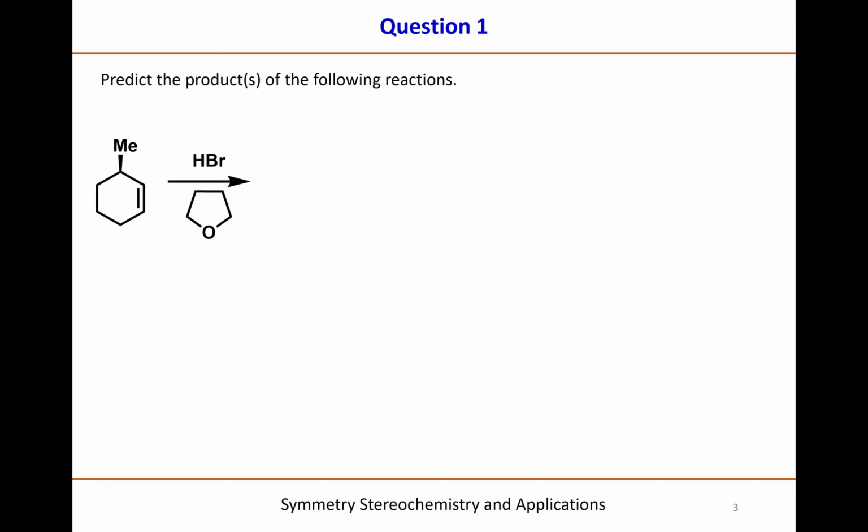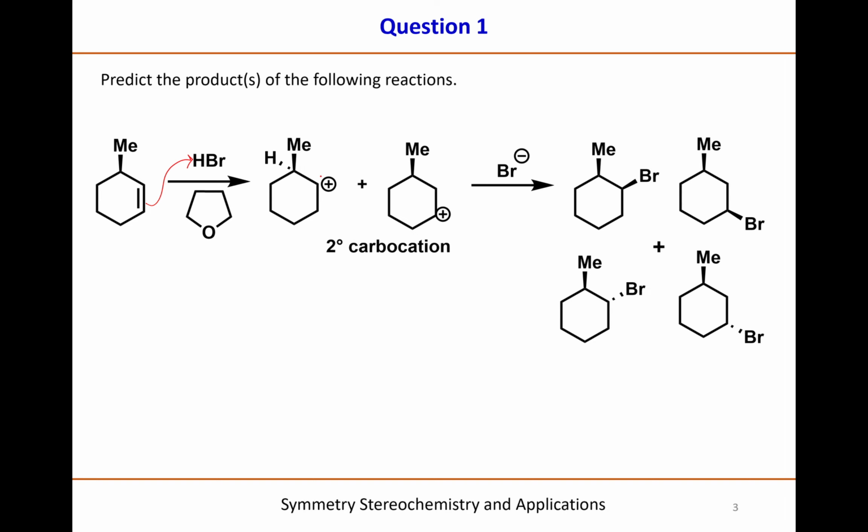So here we have the first question. Predict the product of the following reaction. As you can see here, we have HBr. So this double bond will take up the proton here, right? And it will give a carbocation formation. So which carbocation is more stable? If we have different substituents on the double bond, we can consider the carbocation stability. But here, because both the carbocations are secondary, both can be formed in this case. So this is called the Markovnikov rule.